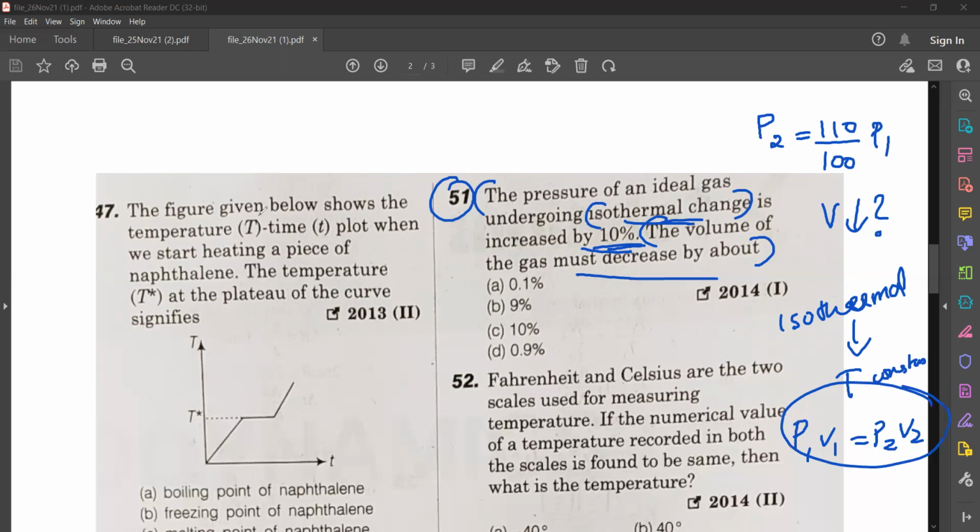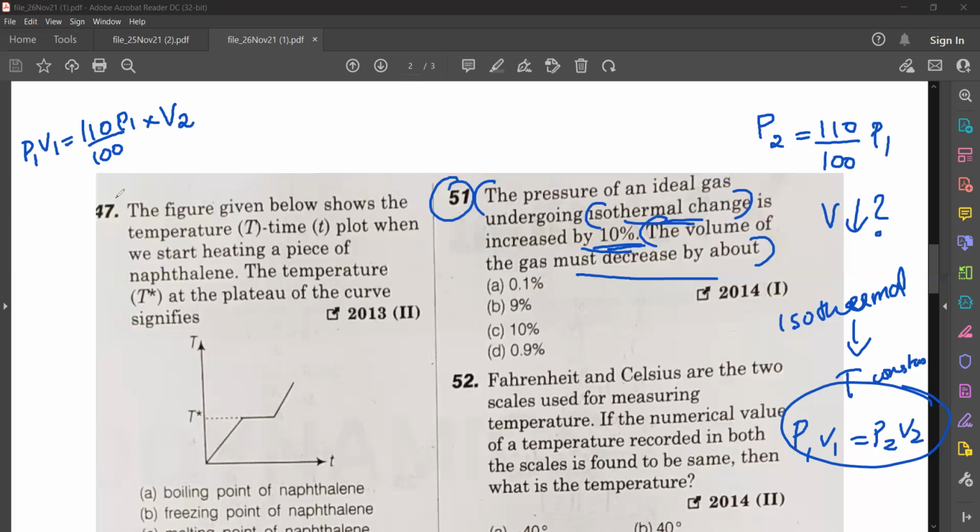Okay. So did you get it? So apply in this equation, what are you getting? So original pressure is P1. Original volume is V1. So second pressure, that is 110 P1 by 100, isn't it? Into second volume. Second volume is V2. So we have to find out V2. How much should the volume decrease?